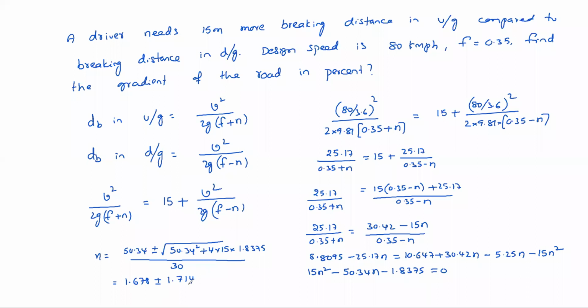1.714. Obviously, positive sign needs to be taken. That equals 1... What is this? So it's a very big value you'll get. So minus only it should be taken. Okay.